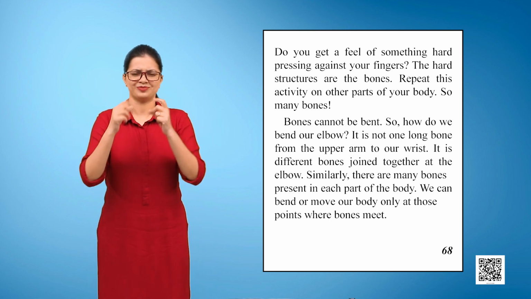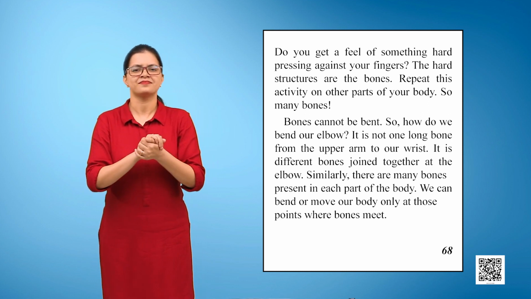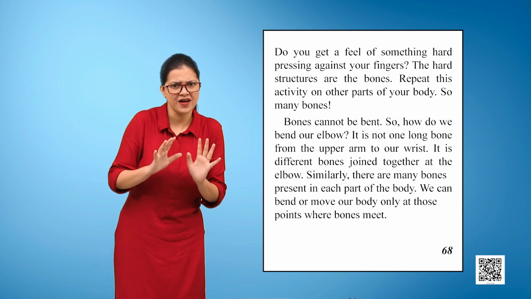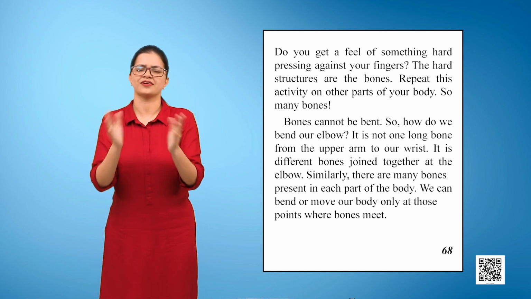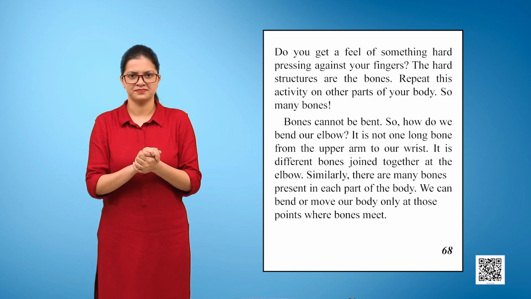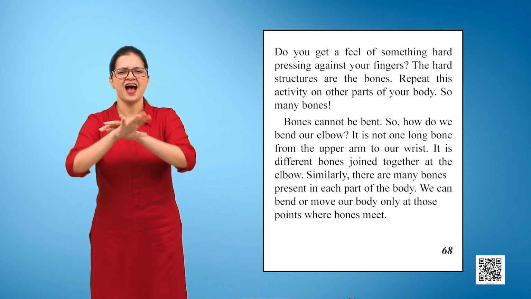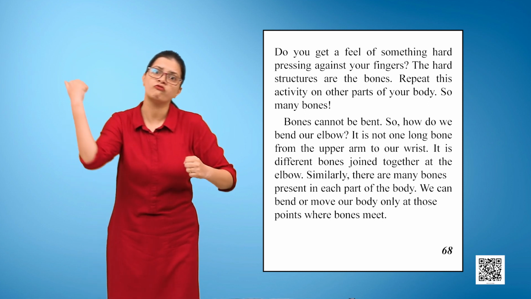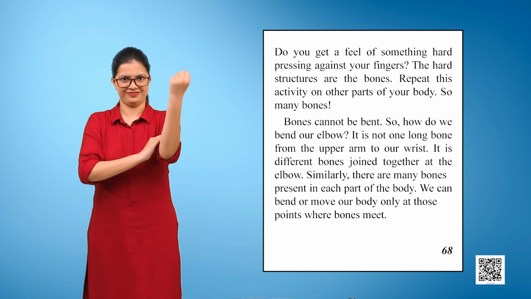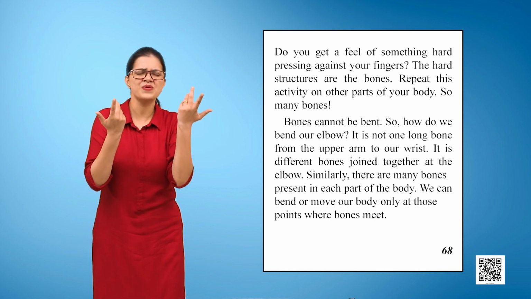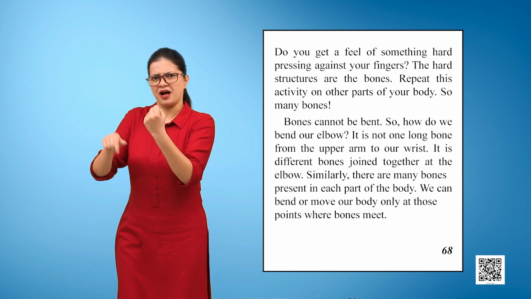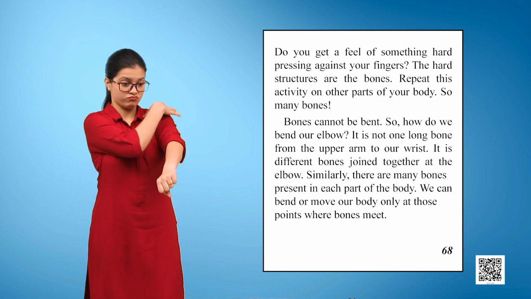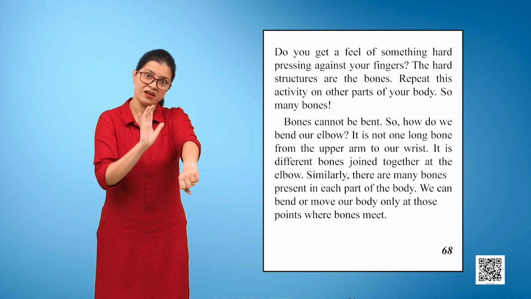Repeat this activity on other parts of your body. So many bones. Bones cannot be bent. So, how do we bend our elbow? It is not one long bone from the upper arm to our wrist. It is different bones joined together at the elbow.